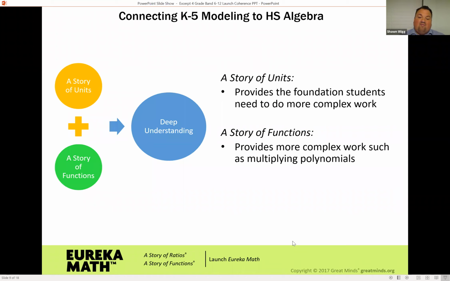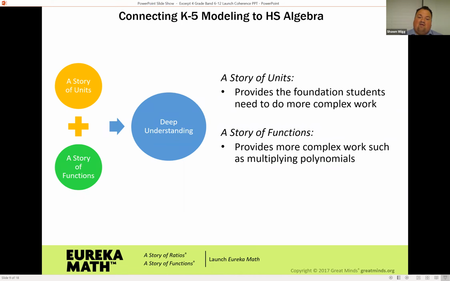So when you think about that K-5 modeling to the high school algebra setting, the really cool part is that you have a story of units and a story of functions working together to give students a deeper understanding of mathematics. And one of my favorite parts is that there are methods and tools that are consistent across the entire spectrum, and they are written into the curriculum in such a way that it becomes familiar for a student who engages in the entire process.